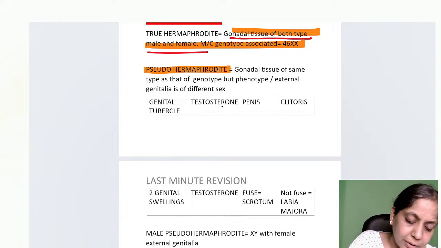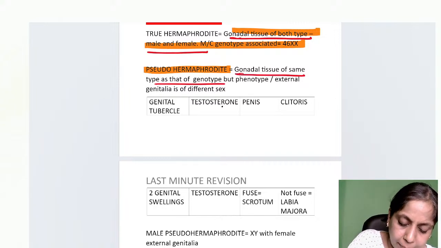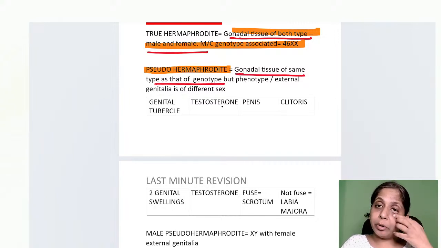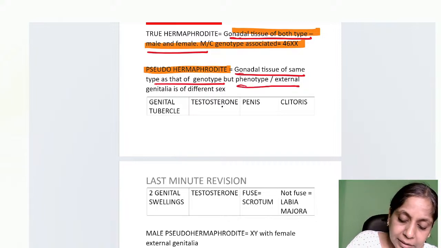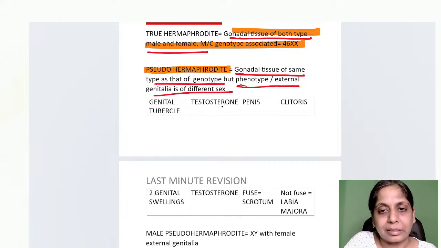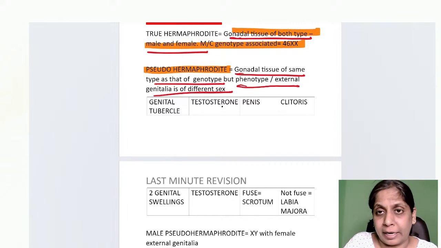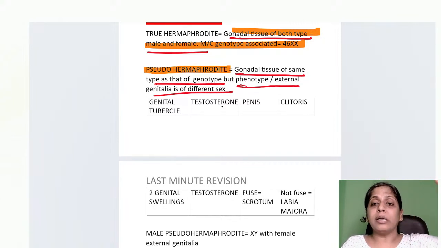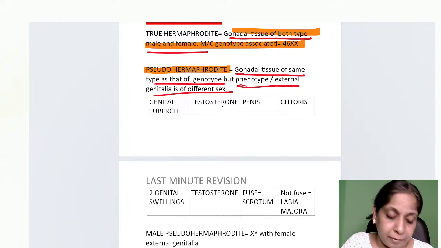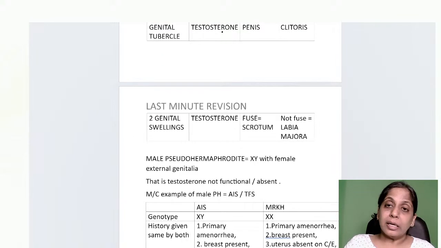Pseudo hermaphrodite means the gonadal tissue is of one type, but due to the problem of the androgens or the testosterone, the external genitalia is of the different sex. The gonadal tissue was of one type, but due to the problem of testosterone, there is a problem in the phenotype or the external genitalia. If in females there is androgen excess, then the genitalia will be male, and if in the male there is androgen decrease, the genitalia will be female, as you all know.